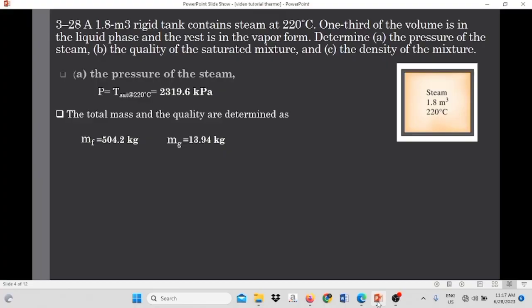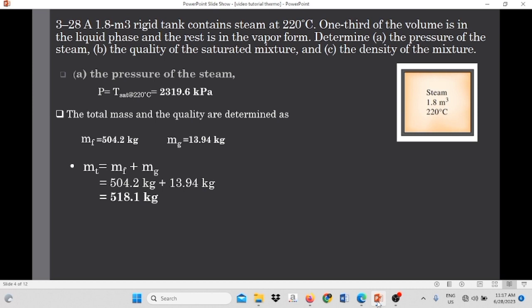Since we already found the mass of saturated liquid, 504.2 kilogram, and the mass of saturated vapor, 13.94 kilogram, we're going to find the total mass in order to get the quality. The equation for total mass is total mass equals mass of saturated liquid plus mass of saturated vapor. So 504.2 kilogram plus 13.94 kilogram is equal to 518.1 kilogram.